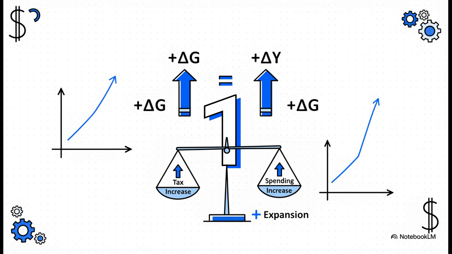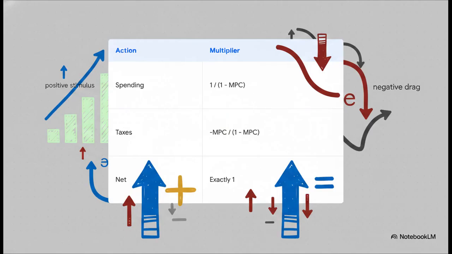A balanced budget expansion is literally still expansion. Breaking down the exact math really illustrates why this happens. You essentially have two forces acting at the exact same time. You have the positive stimulus of the direct government spending multiplier pushing income up. Simultaneously, you have the negative drag of the tax multiplier pulling income down. But because we just proved that the spending multiplier is always exactly 1 greater than the tax multiplier, the positive stimulus outmuscles the negative drag. The net expansion leaves you with an increase in income exactly equal to the initial spending injection.